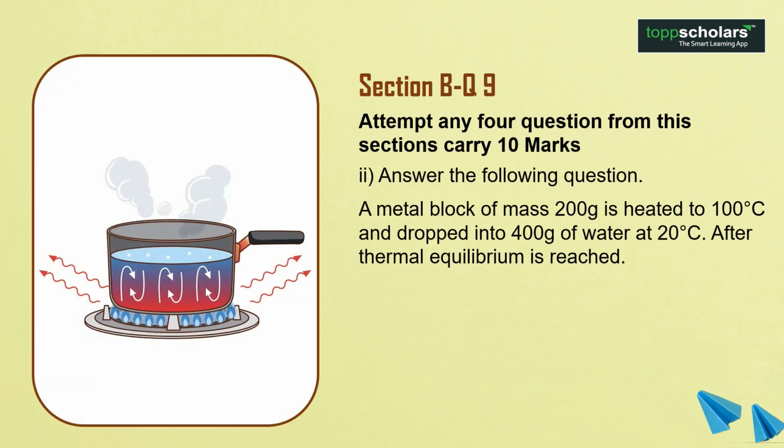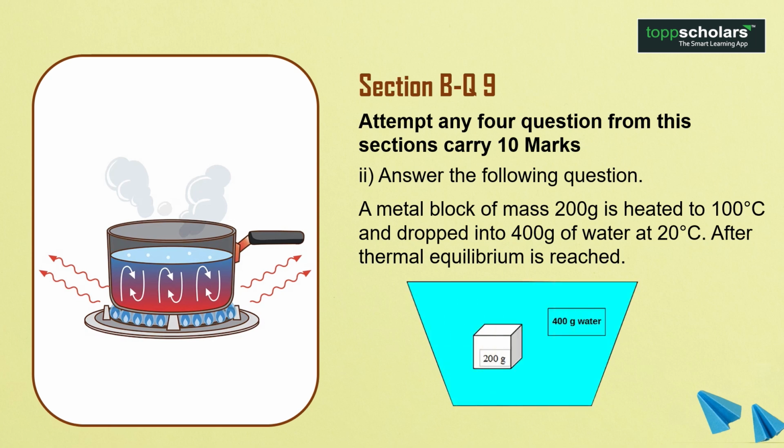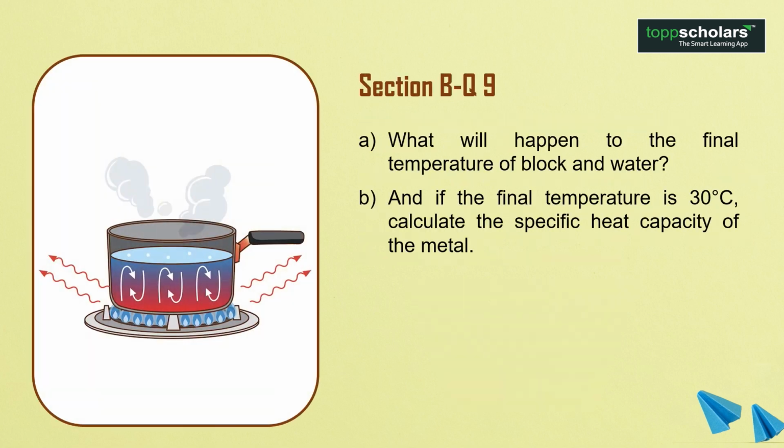Let's have a look at the next question. It says, answer the following question. A metal block of mass 200 gram is heated to 100 degrees Celsius and dropped into 400 gram of water at 20 degrees Celsius. After thermal equilibrium is reached, this is for 3 marks. The question has 2 parts. What will happen to the final temperature of block and water? The second one is, if the final temperature is 30 degrees Celsius, calculate the specific heat capacity of the metal.